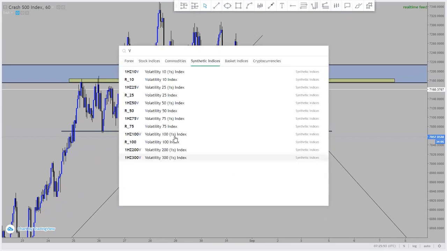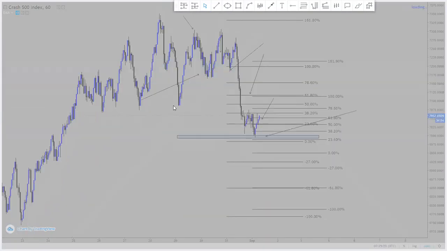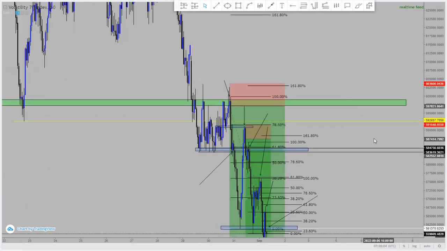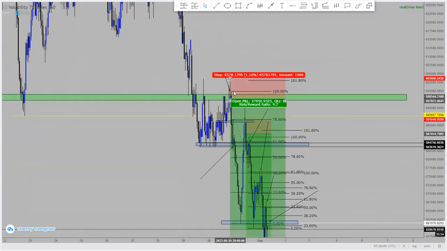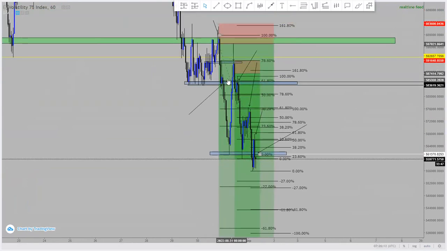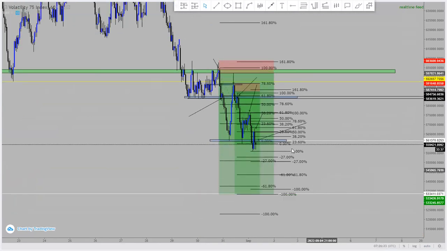VIX75. I think it's still the same analysis that we've been having. It's just monitoring. It broke out of a major support, which has now turned into a resistance. It respected the first entry, then a break of that range, the next entry, a retest of the range, and a break of the 0% entry as well. So it's just a continuation.